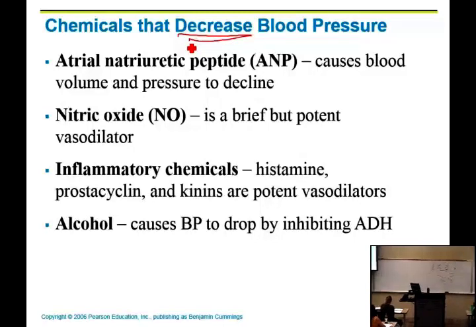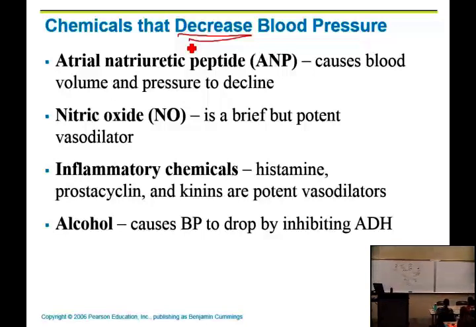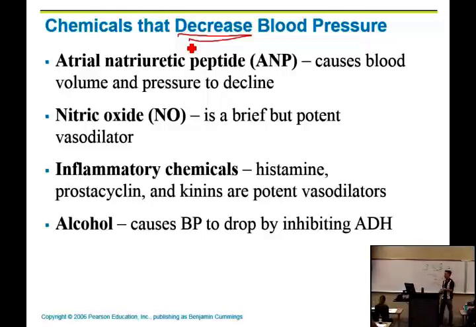Again, like the autonomic nervous system with sympathetic and parasympathetic, we like to have something that works antagonistically, something that works like a gas pedal and something that works like a brake. So we have chemicals that can work to push it up, but we also have chemicals that can work to push it down. So this one's an interesting one.